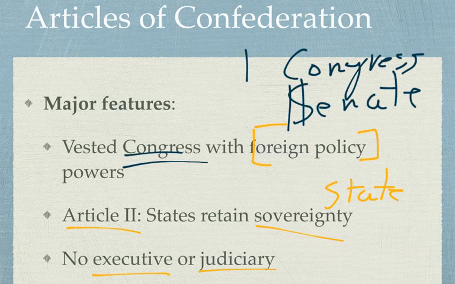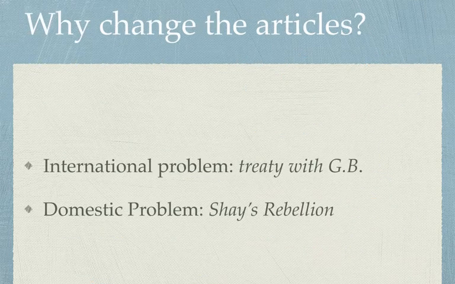That was all handled by states. And so the Articles of Confederation was a very different kind of document. And it was a successful document in one sense, right? It's our Constitution during the War for Independence. So why do we end up changing the Articles of Confederation?